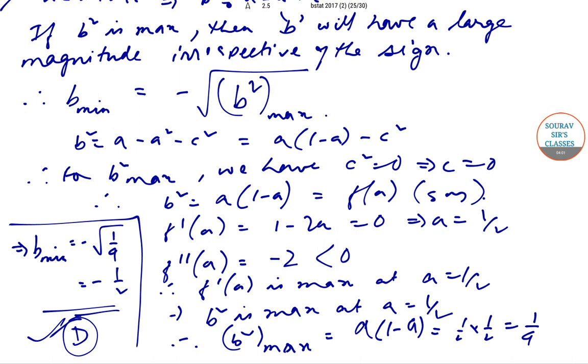So today we have solved question number 25 from the ISI Bstat question paper of year 2017. We will be solving the next questions in the subsequent videos.